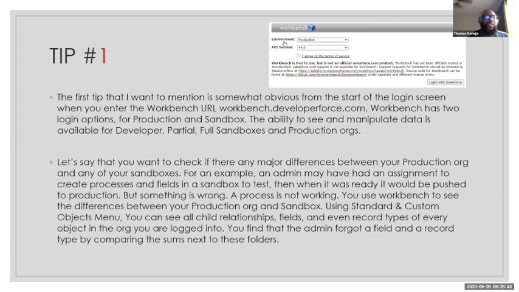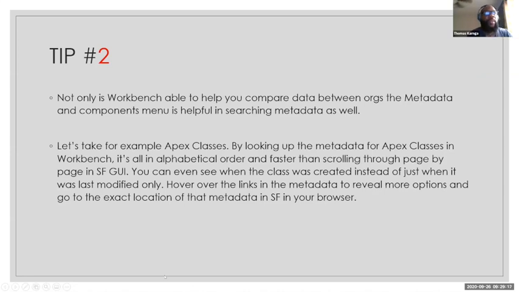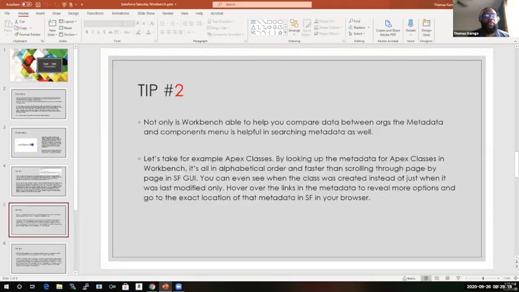But something is wrong. A process is not working. You use Workbench to see the differences between your production org and the sandbox. Using the standard and custom objects menu, you can see all child relationships, fields, and even record types of every object in the org you are logged into. You find that the admin forgot a field and a record type by comparing the sums next to those folders. So let me back out of here and show you what that looks like.